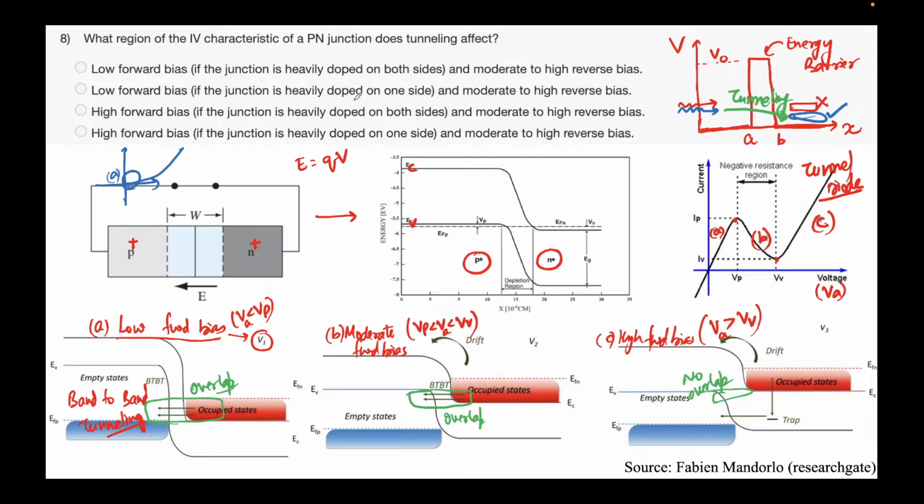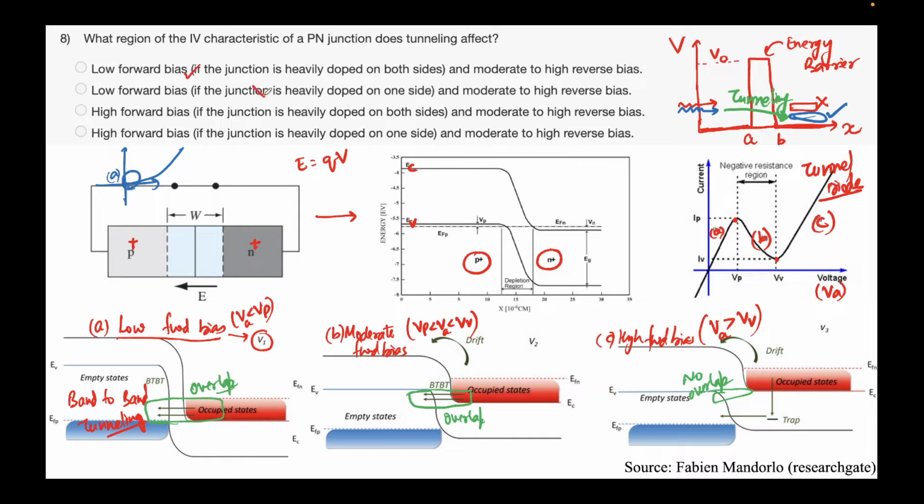Okay, so what we see is that this effect you will not observe in a p plus n or n plus p. So it has to be heavily doped on both sides, and we see tunneling happening when there is a low forward bias and the junction is heavily doped on both sides. So the junction has to be heavily doped on both sides and in low forward bias. So this option seems correct.